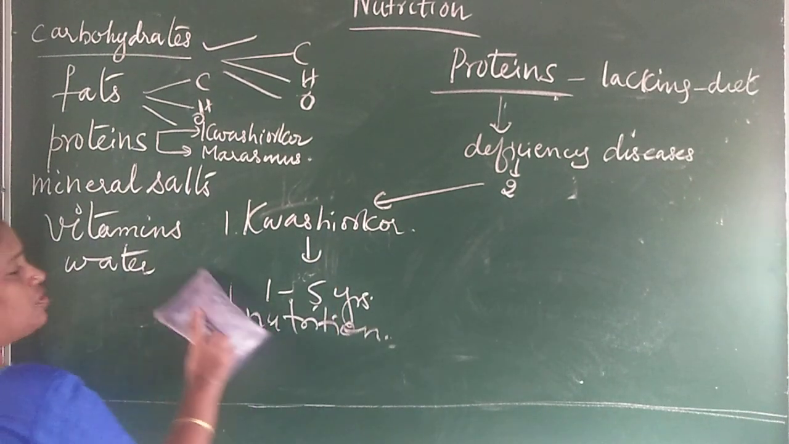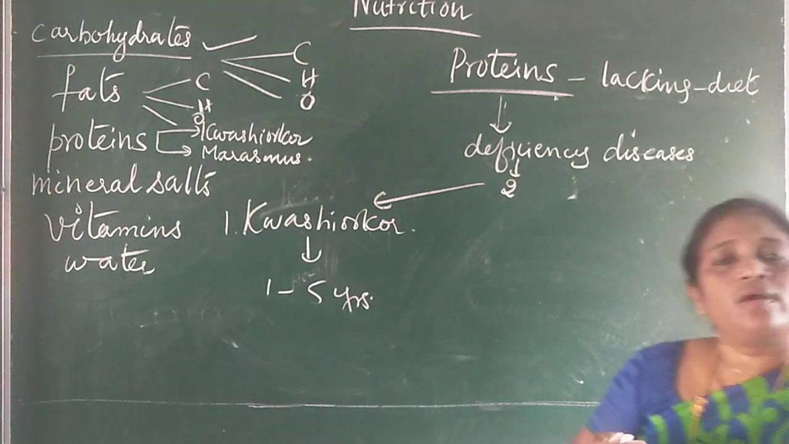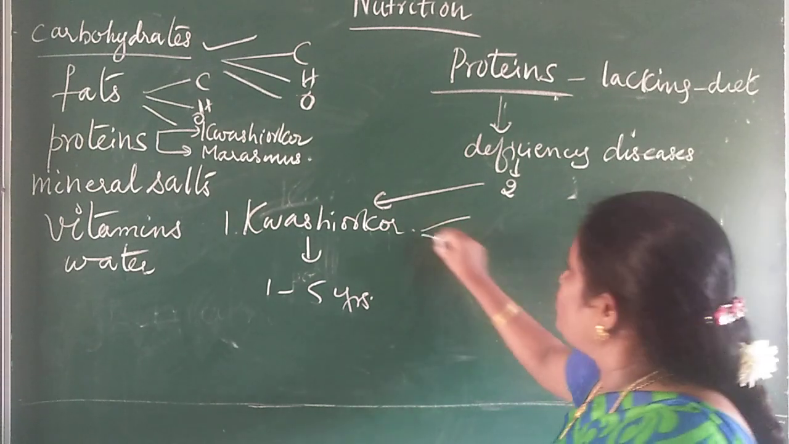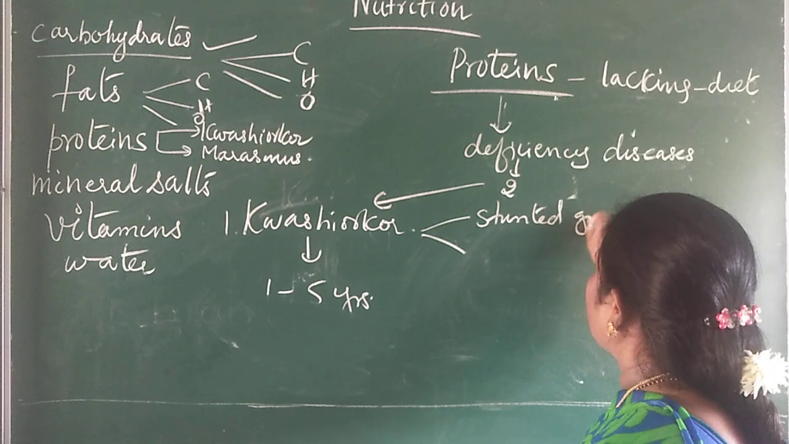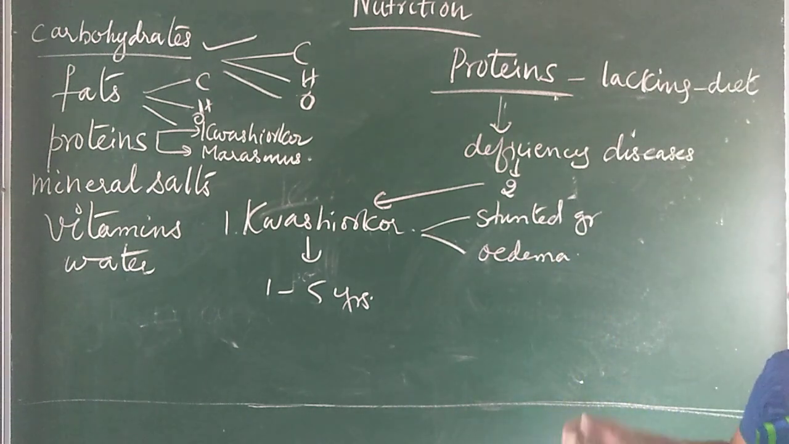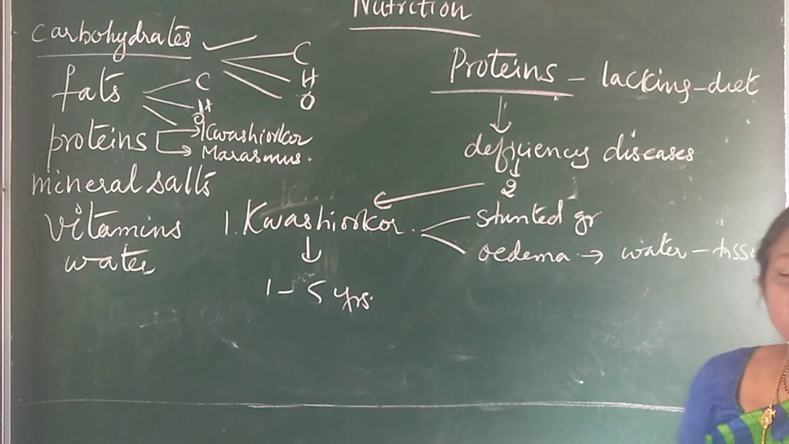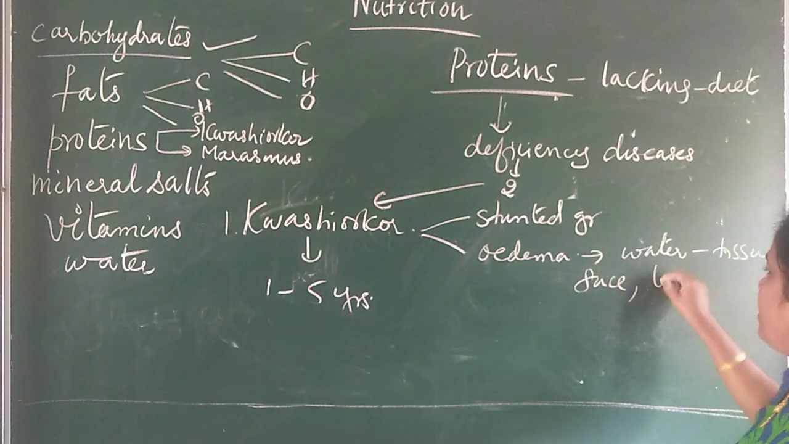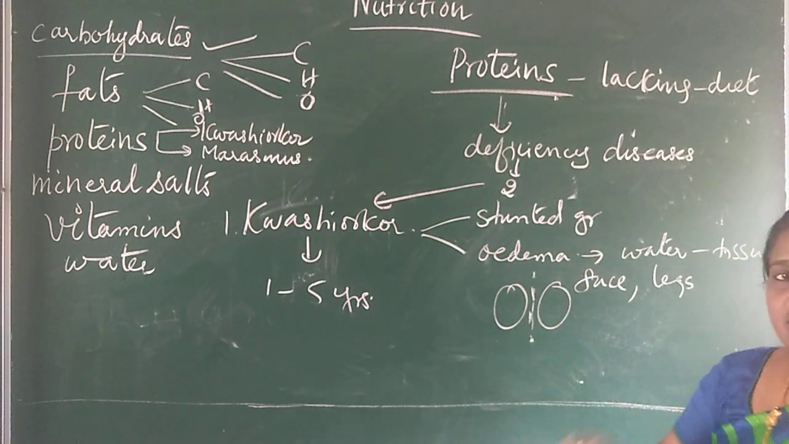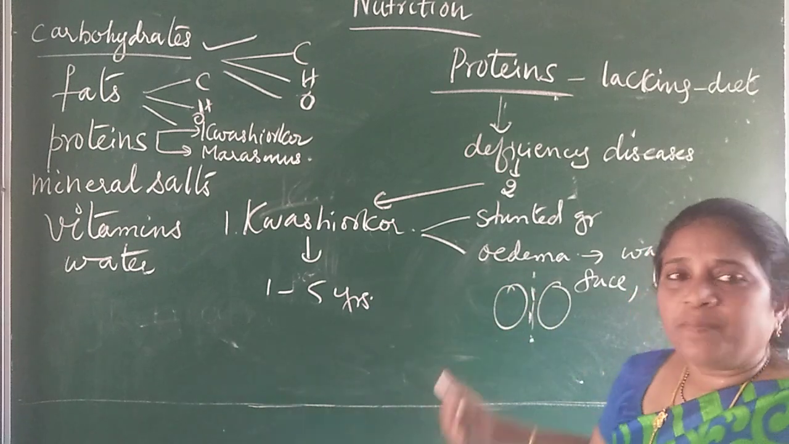Now, what are the symptoms of this disease? The child is not getting proteins. I told you proteins are useful for bodybuilding. So the body is not receiving proteins, so you have stunted growth. In kwashiorkor, the child will not grow properly. Then you have the edema condition, edema that means accumulation of water in the tissues, swelling, especially of the face and legs. More water gets accumulated in between the cells. As a result, that part appears to be swollen. The swollen condition of any part of the body is said to be edema.